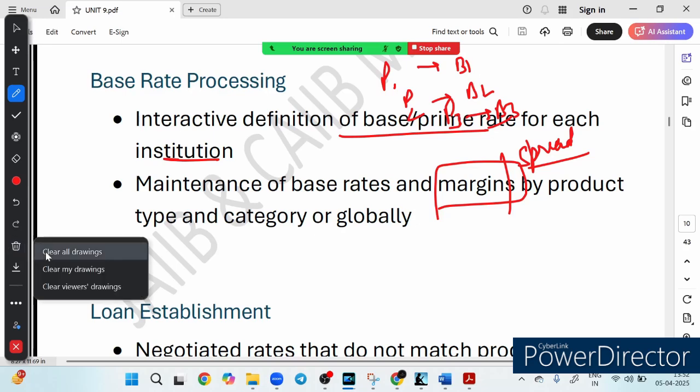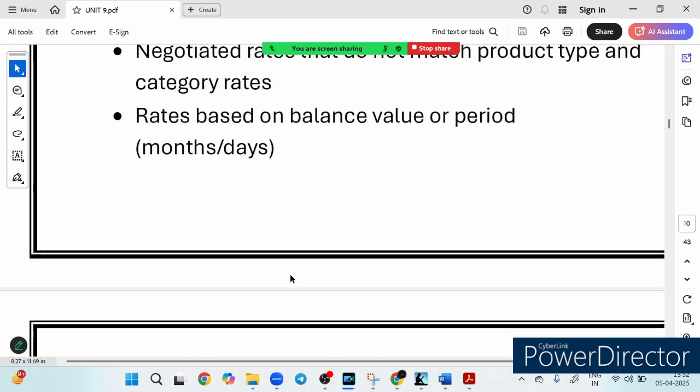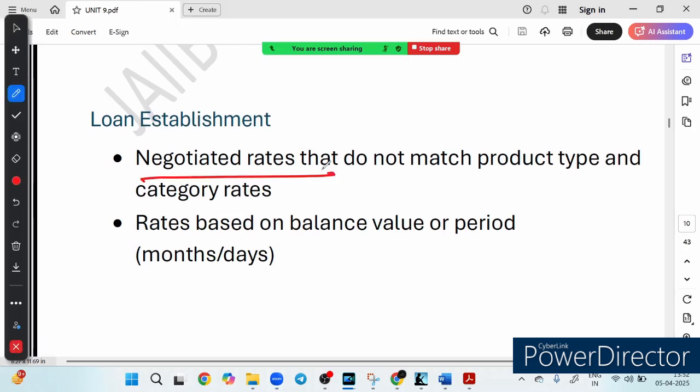If we talk about loan establishment, loans are not always at a fixed rate. Sometimes the bank negotiates a special rate for a certain customer. We are talking about loan establishment. So the system can record the negotiated interest rate that doesn't match the default product rate. It can either set the rate based on loan amount or loan tenure, right?